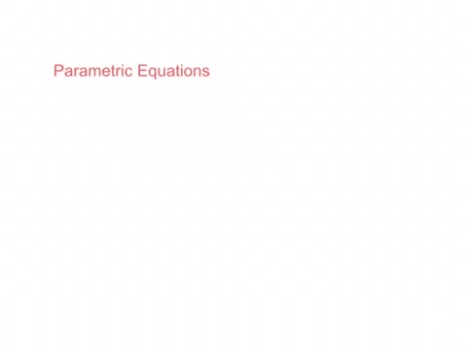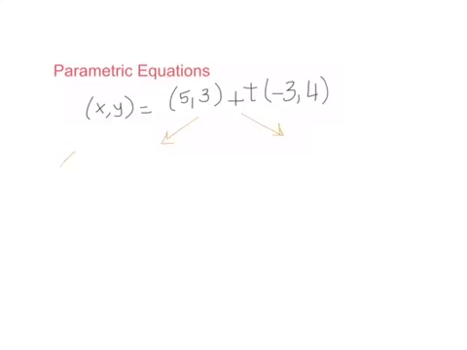Next, we're going to be talking about parametric equations. What parametric equations are is taking the vector equation and breaking it in half. Part for x by itself and part for y by itself. For example, the equation that we just did, xy equals 5, 3 plus t times negative 3, 4. I can write this as two equations, one for x and one for y. I could say that x equals, just looking at the x components, 5 minus 3t.